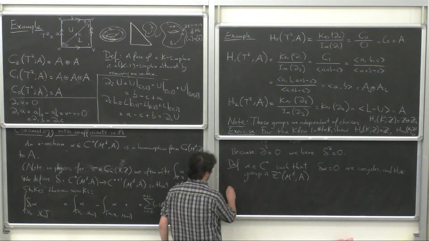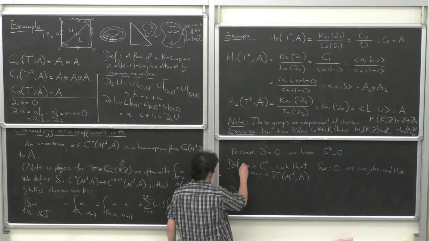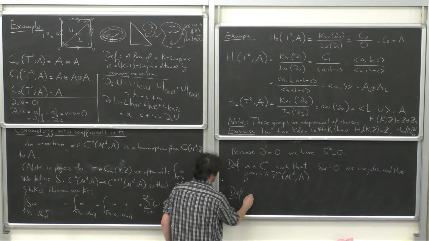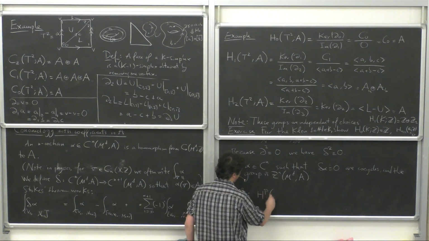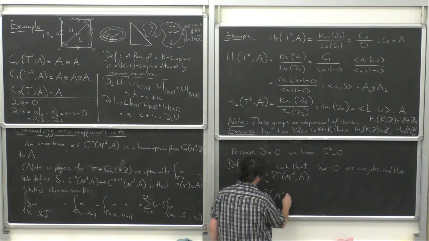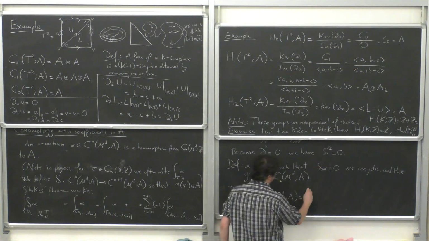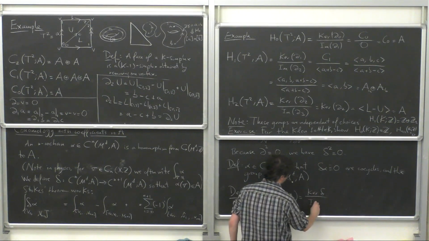Okay, and finally, I can define my cohomology groups, H^p of M_d with coefficients in A, as the kernel of d of the appropriate degree modulo the image of d.